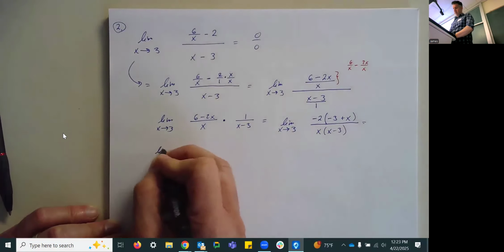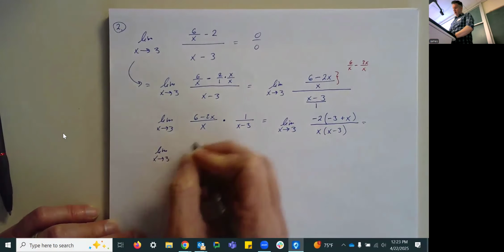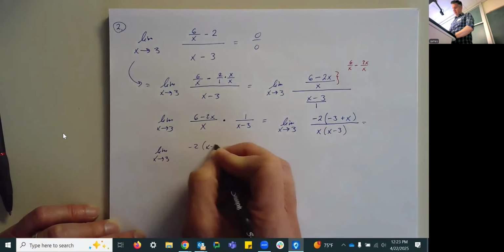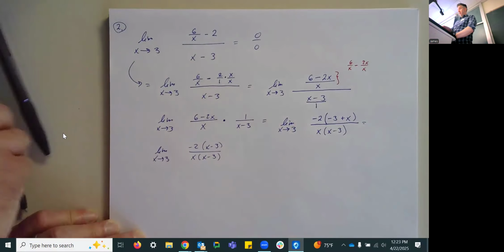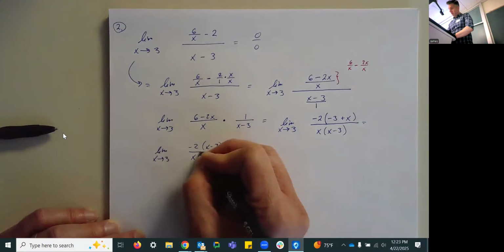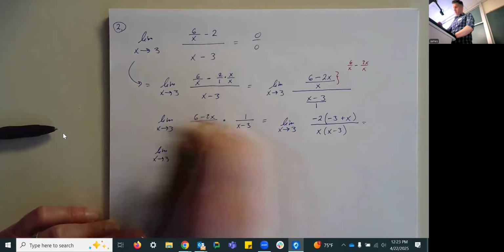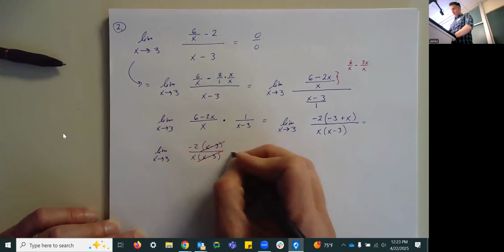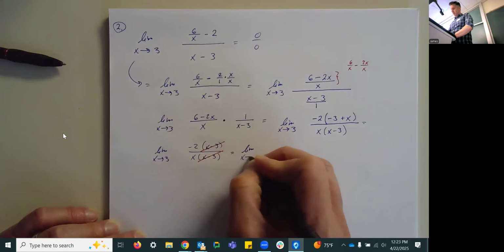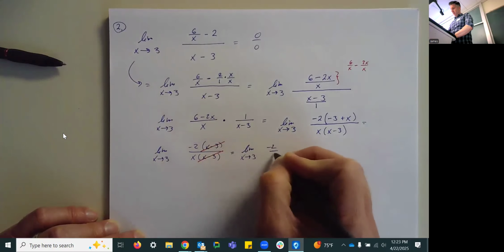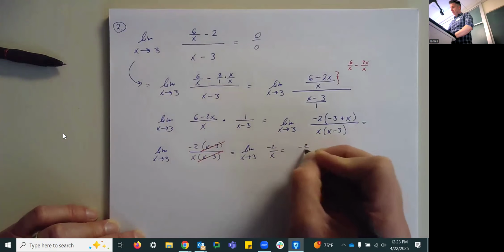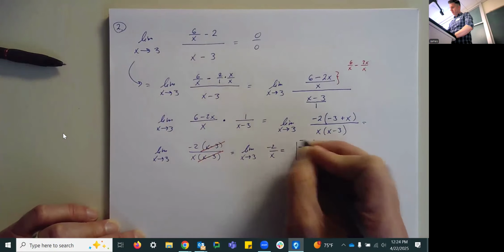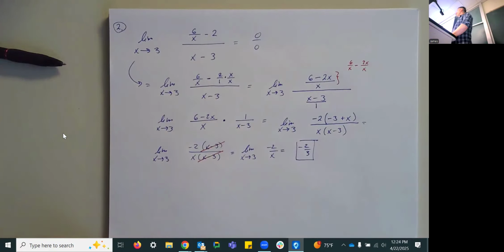We could totally rewrite this as the limit as x approaches 3 of negative 2 times x minus 3 over x times x minus 3. But it's really not necessary to do that unless you really want to. These divide to 1. So we're left with the limit as x approaches 3 of negative 2 divided by x. And now we can plug in 3 for x and get negative 2/3. That's our limit.